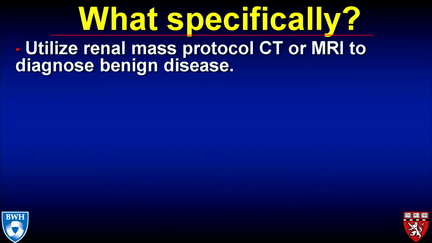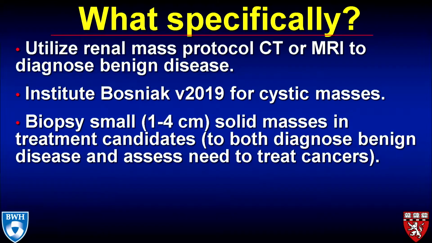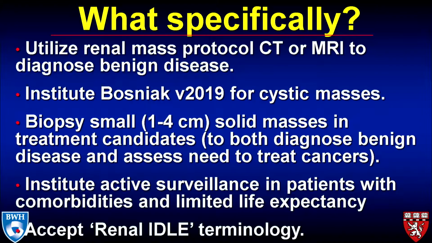So what specifically? Utilize renal mass protocol CT to diagnose benign disease. Institute Bosniak version 2019. Biopsy small solid masses and treatment candidates to both diagnose benign disease and assess whether to treat them. And institute active surveillance in patients with comorbidities and limited life expectancy. And maybe someday we'll formally change our terminology to IDLs.